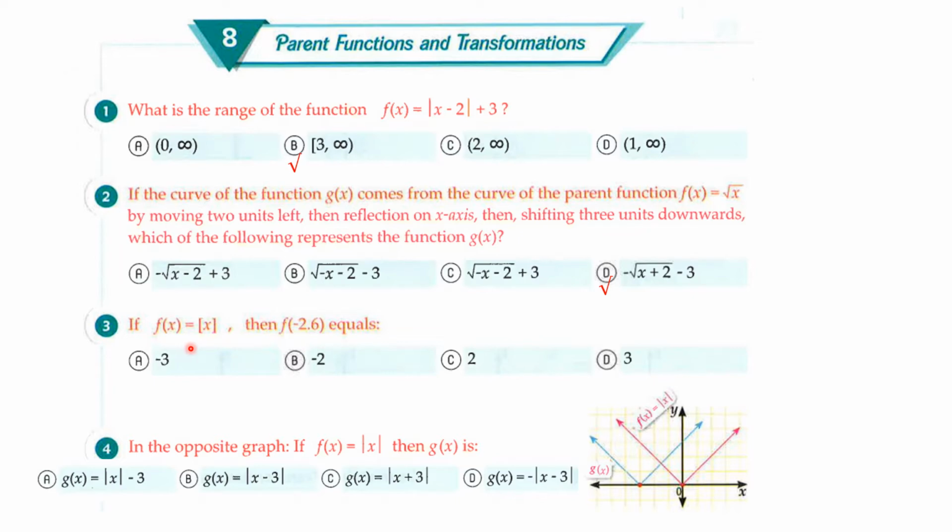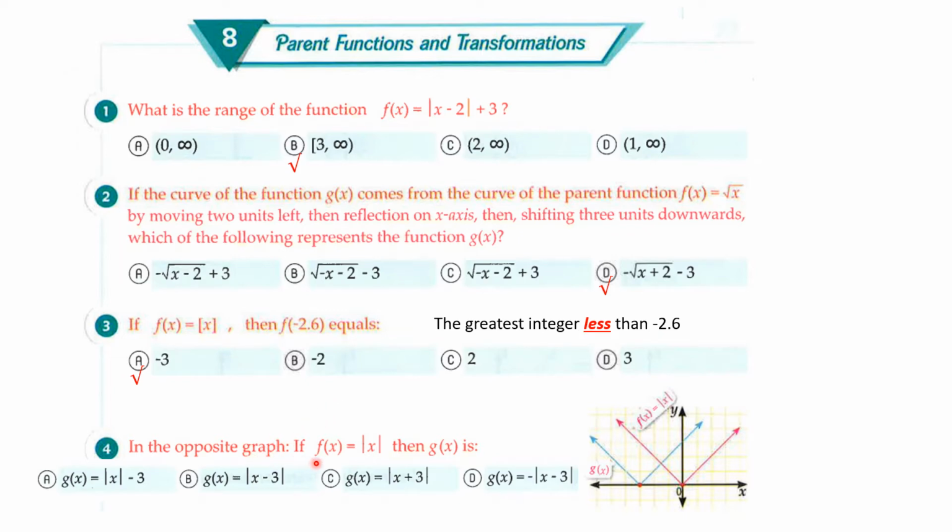If f of x is equal to the greatest integer function of x, this is the step function, then f of negative 2.6 equals what? What does this symbol mean? It means the greatest integer less than negative 2.6, and we took it in chapter 2 in Algebra 2. So the first integer less than negative 2.6 to the left side. Remember, we used to draw a number line and we go to the left side always. The greatest integer is negative 3.